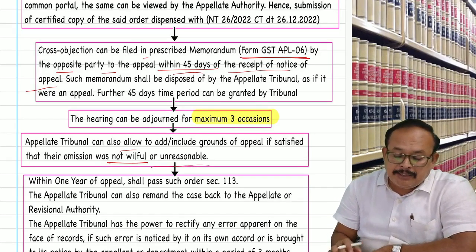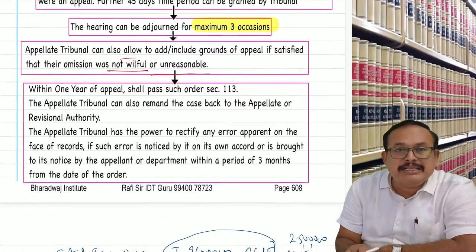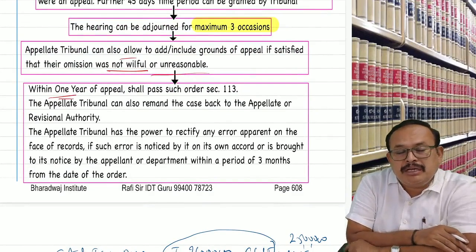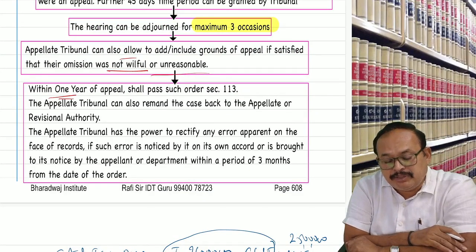Further, the maximum time period for the tribunal to hear the case is 1 year, not beyond that. Within that, they pass the order.